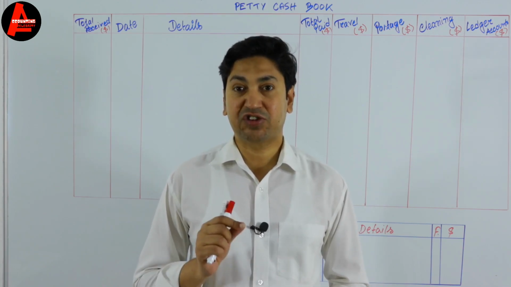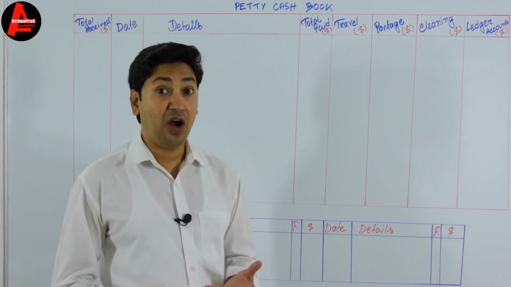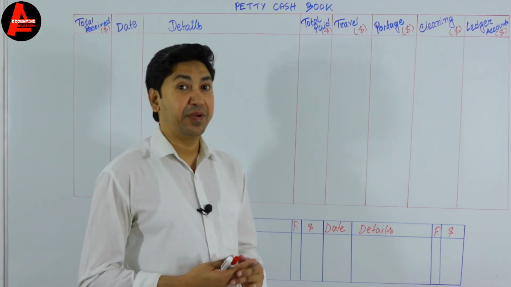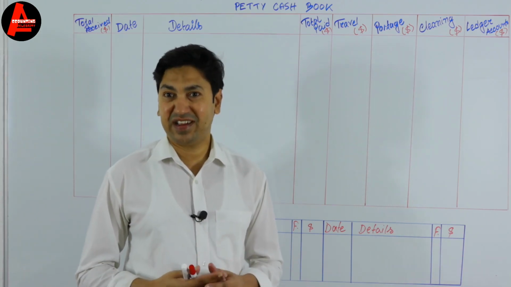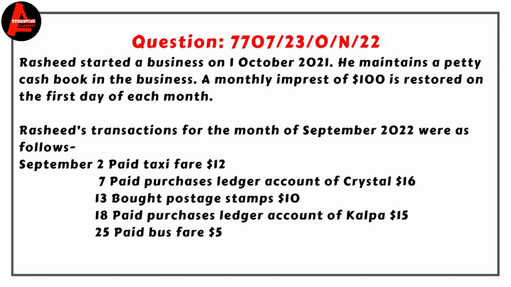Today we will take a question from an O-level accounting past paper. I will show you this question so you can understand how easily you can answer a petty cash book question in your exam or test. So here is the question on the screen. Rashid started a business on 1st October 2021. He maintains a petty cash book in the business. A monthly imprest amount of $100 is restored on the first day of each month.